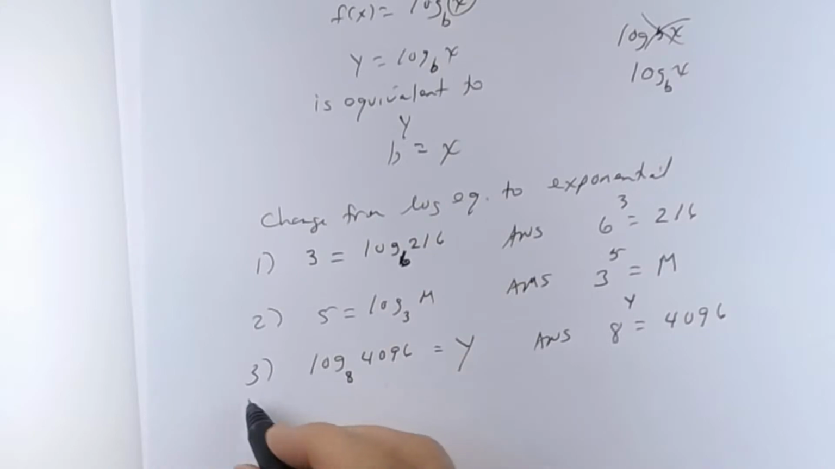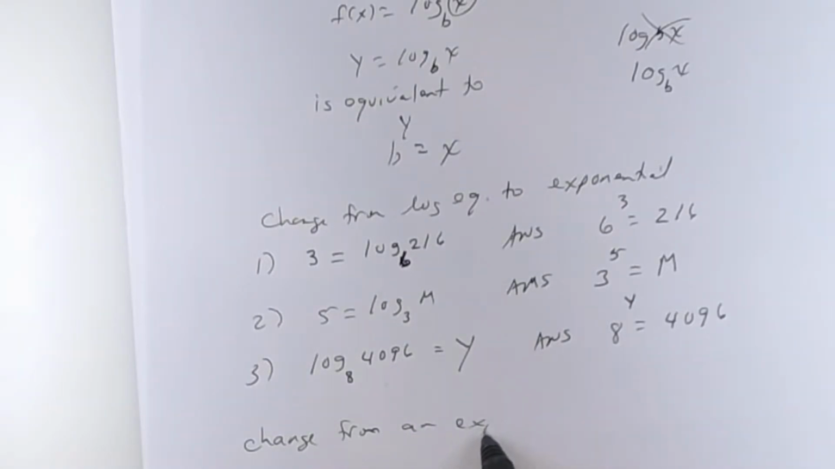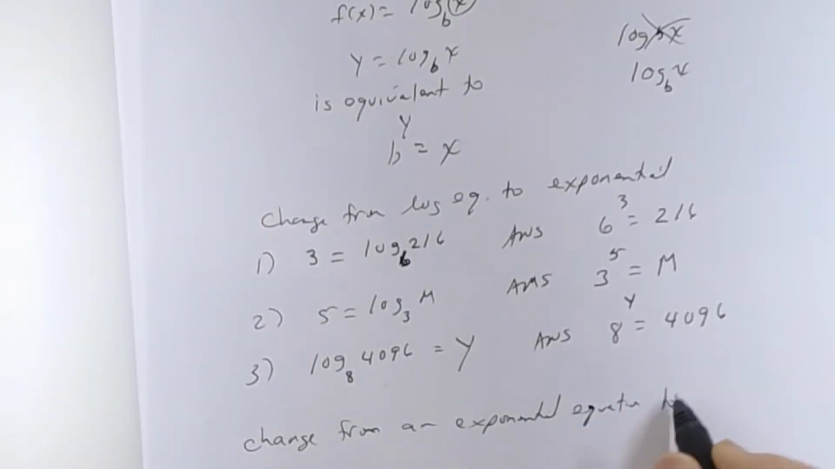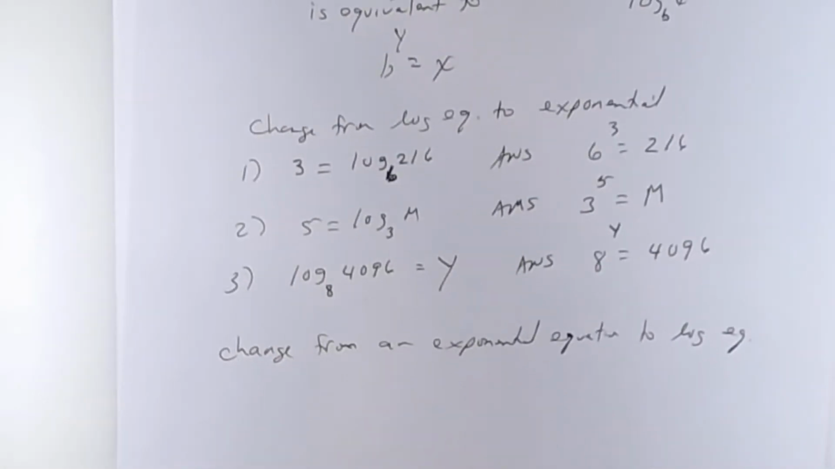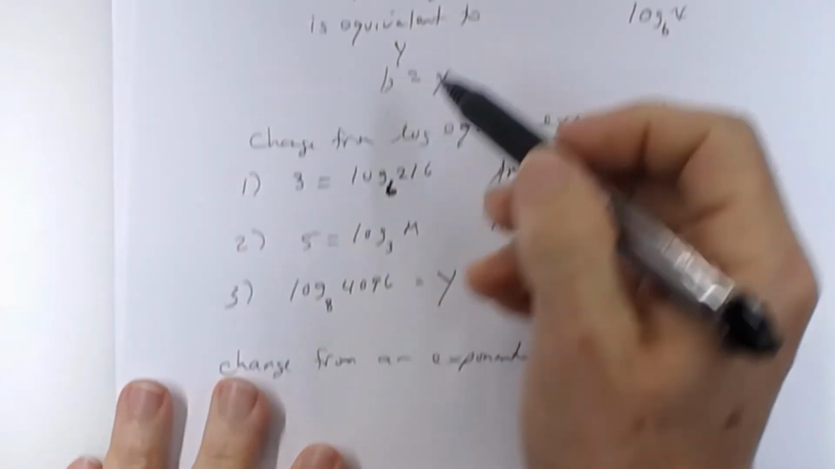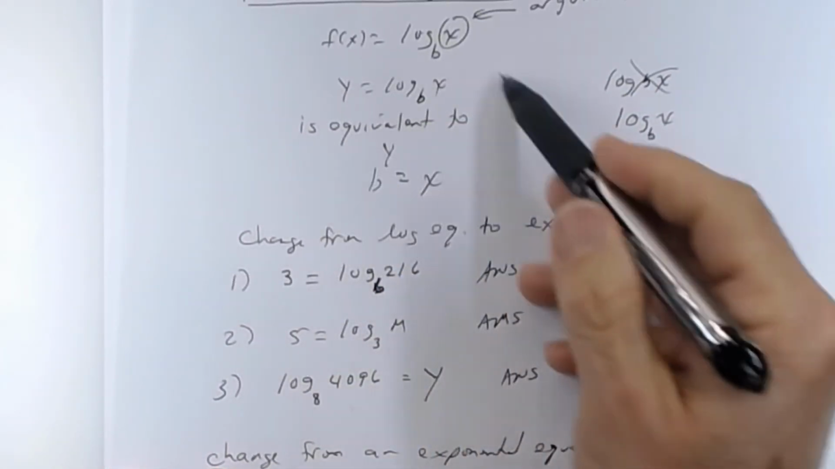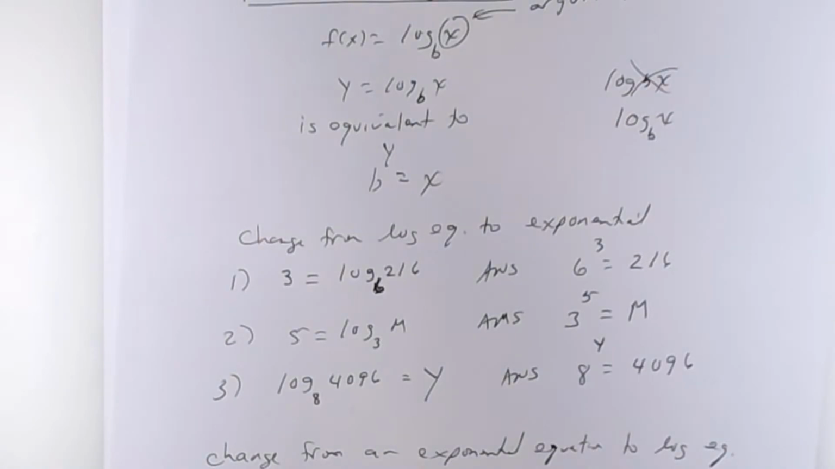All right. Now let's go backwards. So let's change from an exponential equation to a log equation. I'm going to go backwards this time. And all you need to be able to know is this, right here. That's all you need to know. y equals the log of x base b is equivalent to b to the y equals x. That's all you have to know.